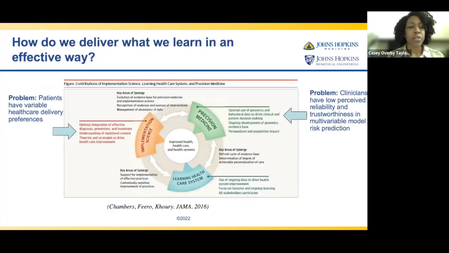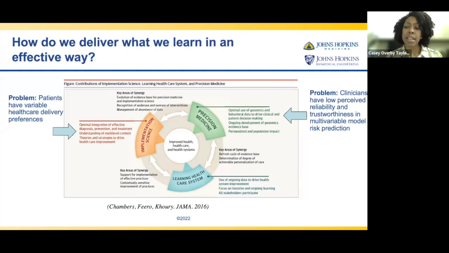So, in what follows, I'm going to talk about one particular challenge around how we deliver what we learn in an effective way, and in two problem areas. The first problem area is that we have patients that have variable healthcare delivery preferences, and so how we implement a technology, a strategy should take these delivery preferences into consideration if we want to optimize adoption of those strategies.